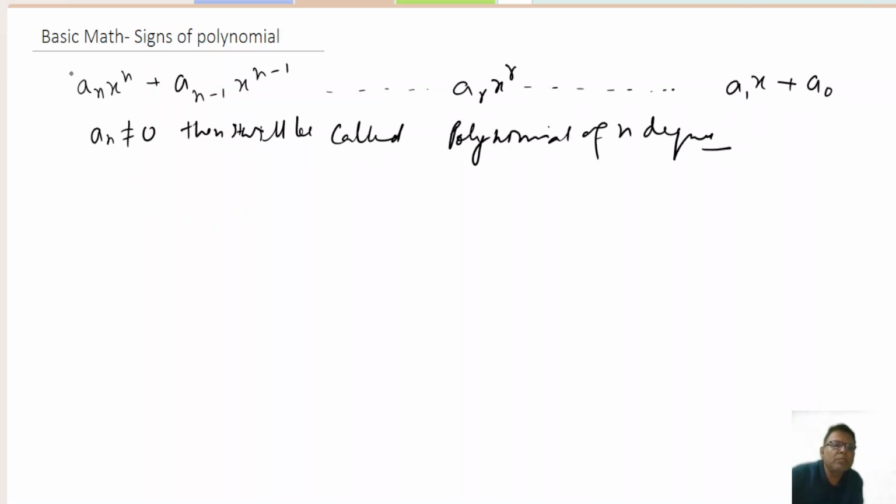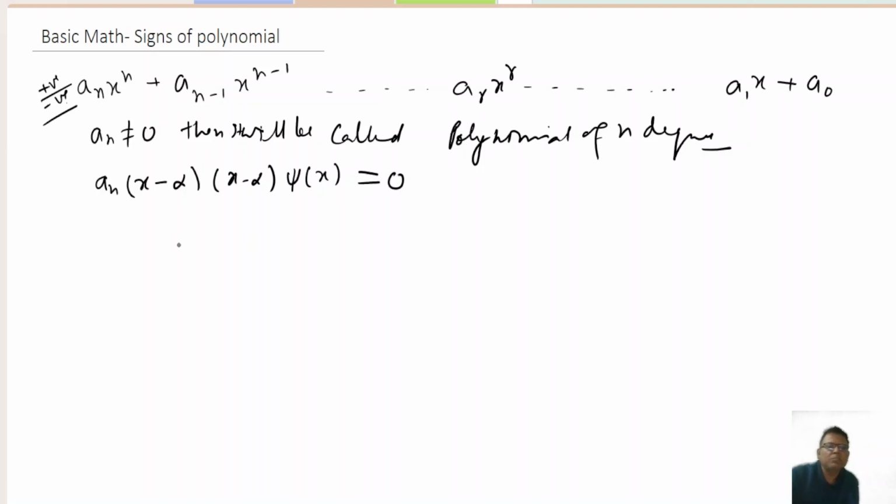We want to know whether it is positive or negative. So first you factorize this polynomial, like (x minus alpha)(x minus beta). Some factors may not be linearly factorizable, but that is not an issue. Equate it to 0, then its roots are alpha and beta.